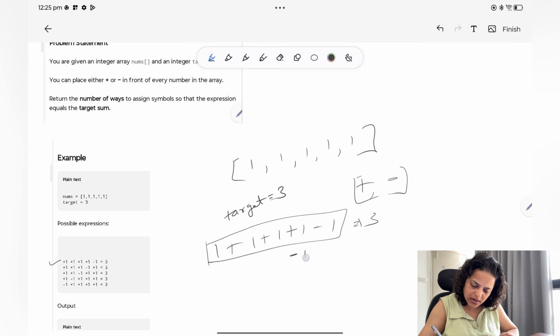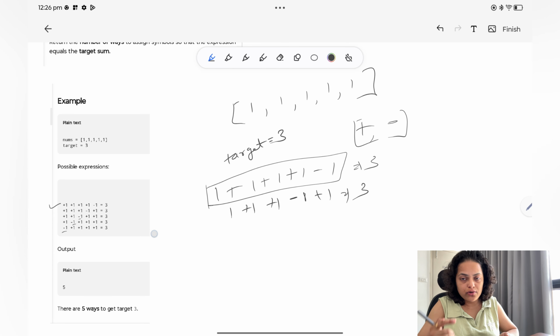Now what is next? You can place the minus on this one, and the remaining will be plus 1. You can place it like this also, and here also the result will be 3. Then you can place the minus here, then here, then here. So there are 5 ways, and the output will be 5 here. You need to do that.